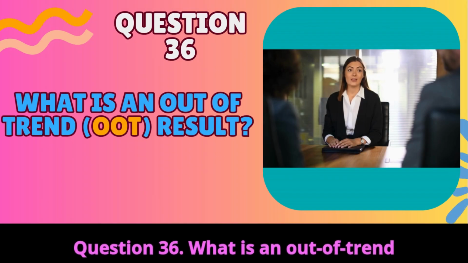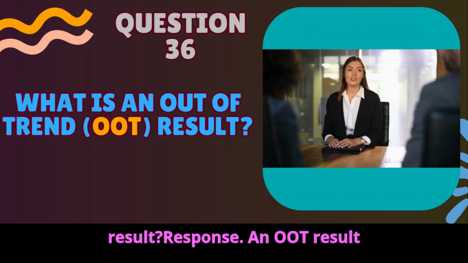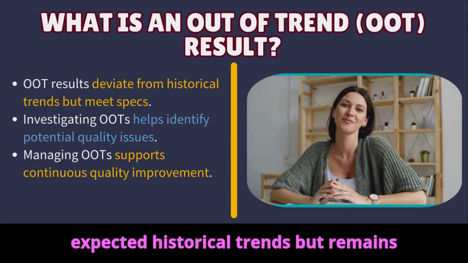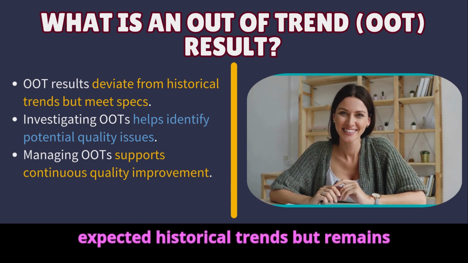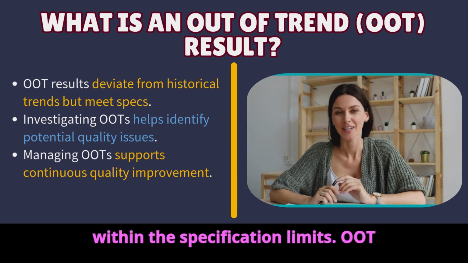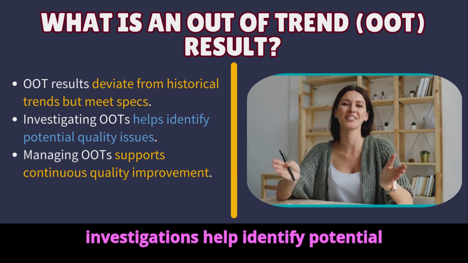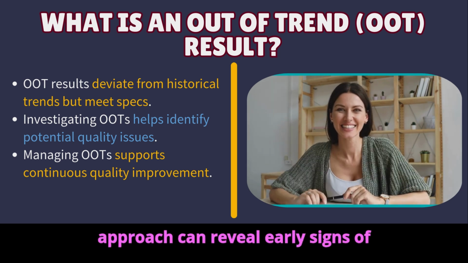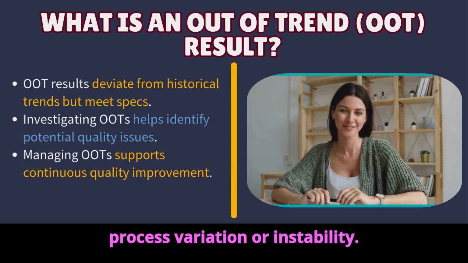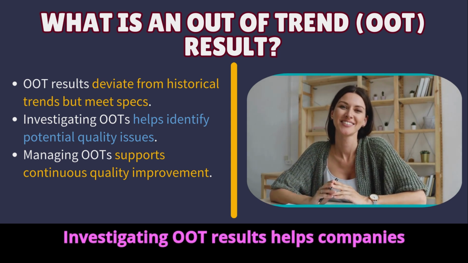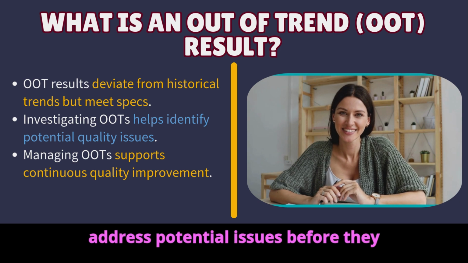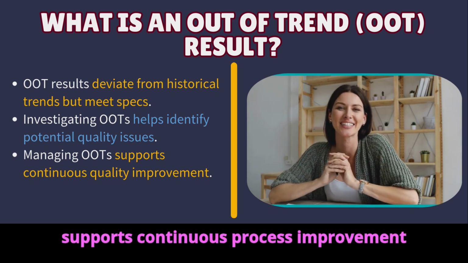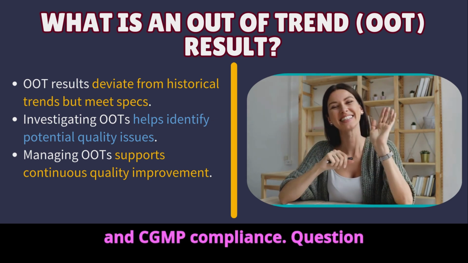Question 36. What is an out-of-trend, OOT, result? Response. An OOT result occurs when a test value deviates from expected historical trends but remains within the specification limits. OOT investigations help identify potential quality shifts that may not immediately impact compliance. This proactive approach can reveal early signs of process variation or instability. Investigating OOT results helps companies address potential issues before they become critical. Managing OOT results supports continuous process improvement and cGMP compliance.